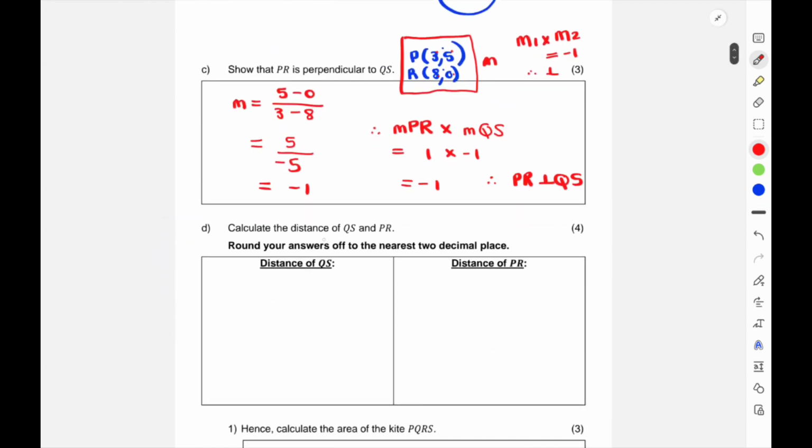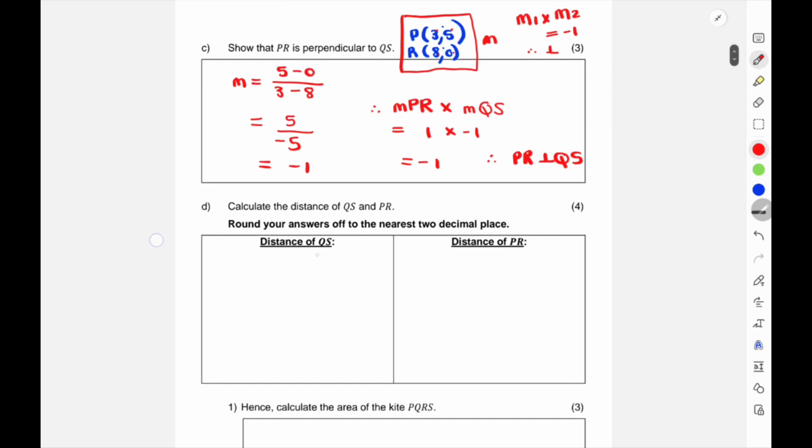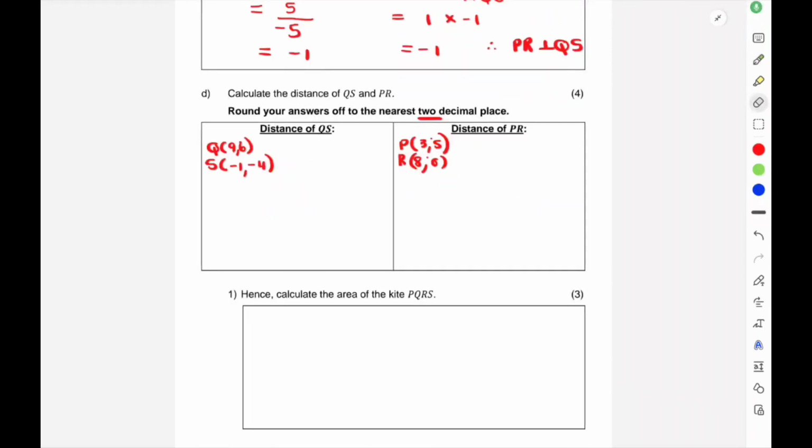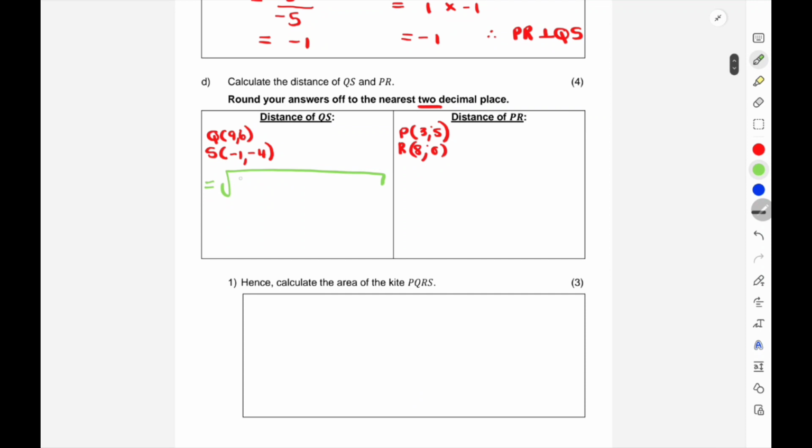Then they say to calculate the length of QS and PR. Round your answer off to the nearest 2 decimal places. For question D, calculate the length of QS and PR. Again, just for my own reference, I wrote down the coordinates again. The distance formula they give you is the 2 x values subtracted, plus the 2 y values subtracted. That's a big mistake if I do that. All right, so the 2 x values, it's 9 minus 1.